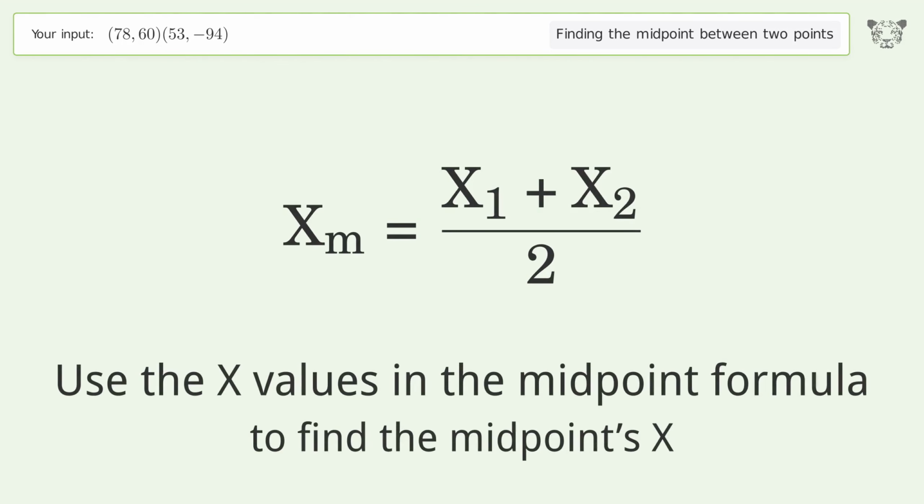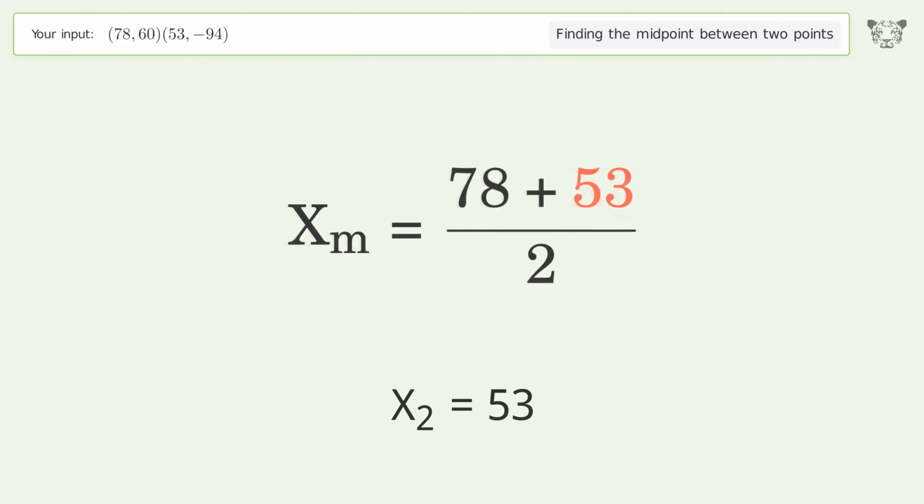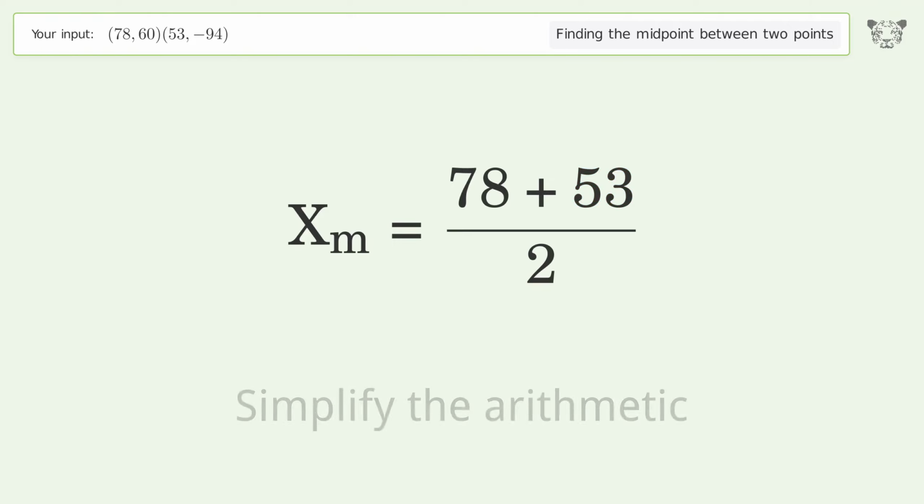Use the x values in the midpoint formula to find the midpoint's x. x1 equals 78. x2 equals 53. Simplify the arithmetic.